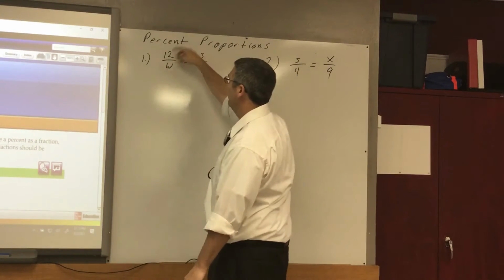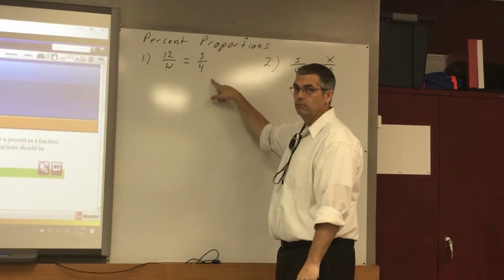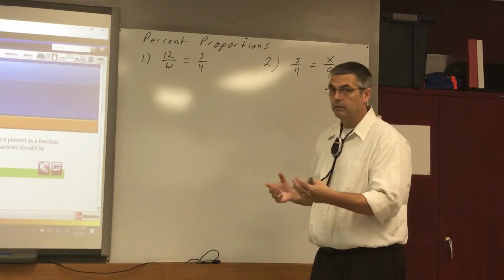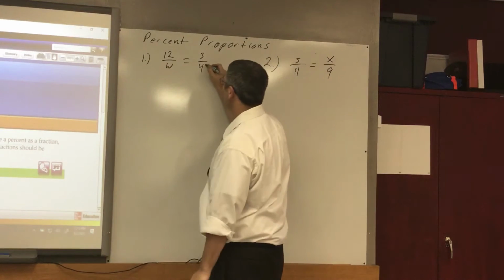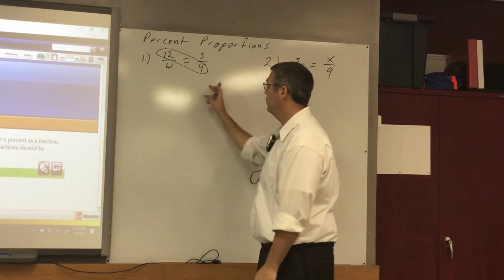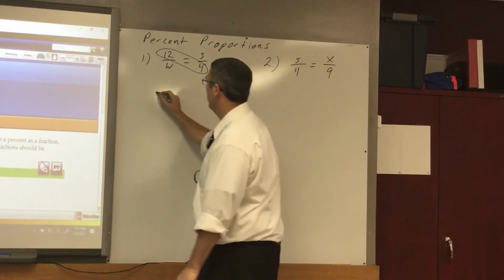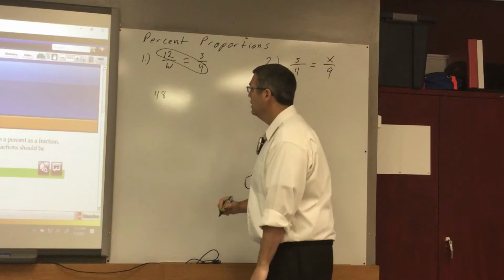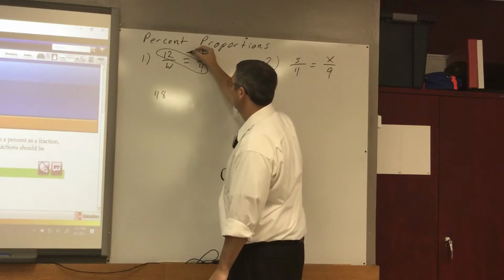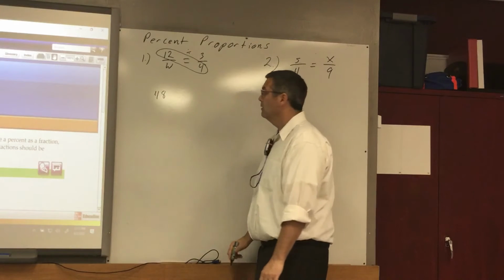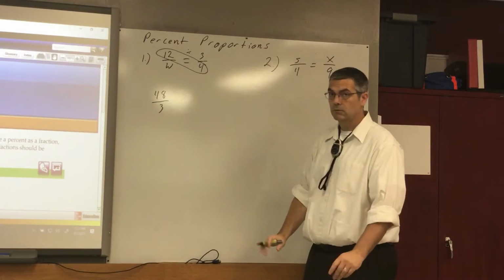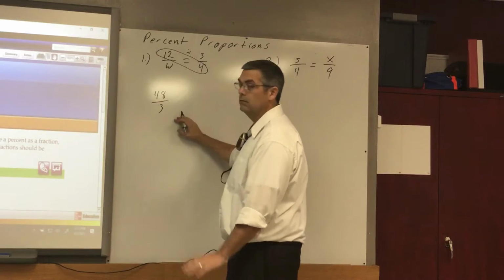So you have one ratio set equal to another one. That's a proportion. All we're going to do is cross multiply and divide. We're going to multiply 4 times 12. 4 times 12 is 48. So I've got 48, and then we're going to divide by this 3. So cross multiply, divide. If it divides evenly, 48 divided by 3 is what you're looking at. If it divides evenly, you're good.